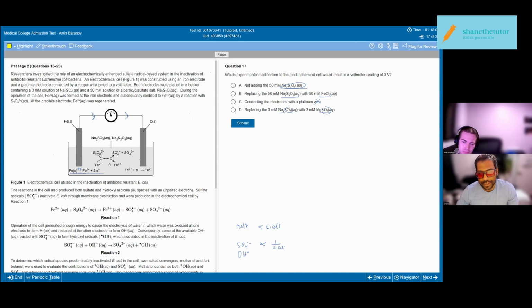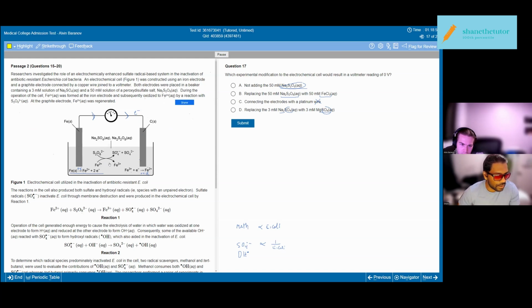At the graphite electrode, we have Fe3 plus gaining electrons to reform Fe2 plus. So here we're having reduction, right? And that makes sense because this graphite electrode is gaining electrons. So that's where the reduction is happening. And that reduction recreates this Fe2 plus, right? Now, we also see that Fe2 plus can be involved here in a reaction with the S2O8 2 minus over here.